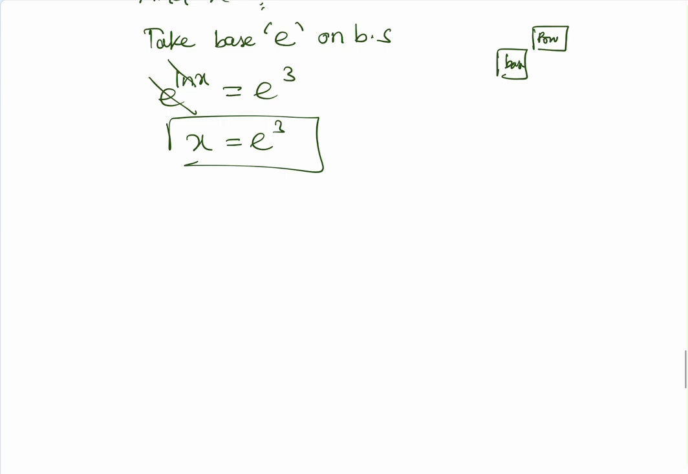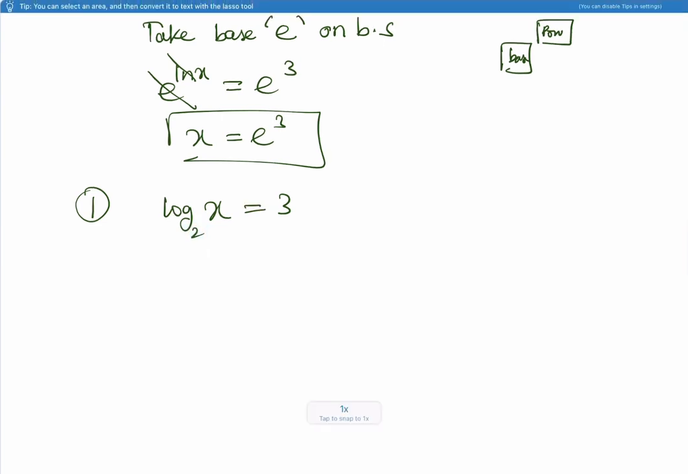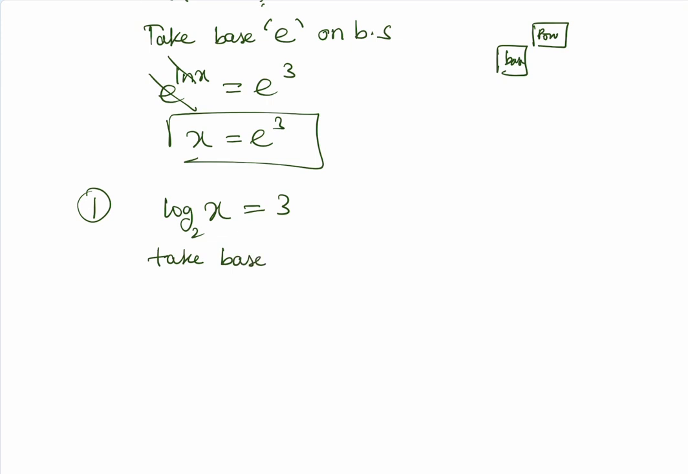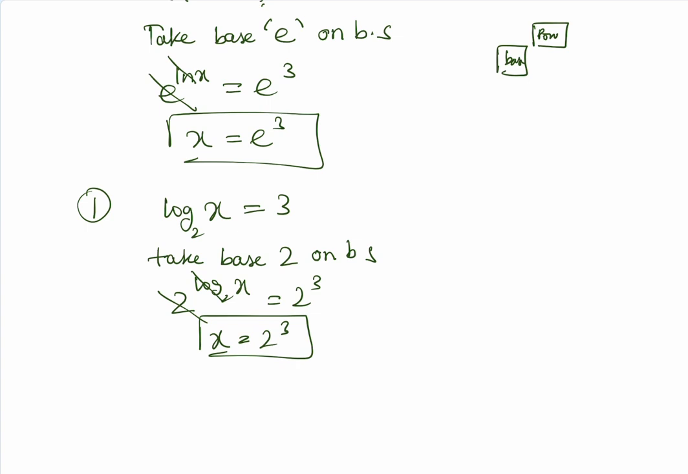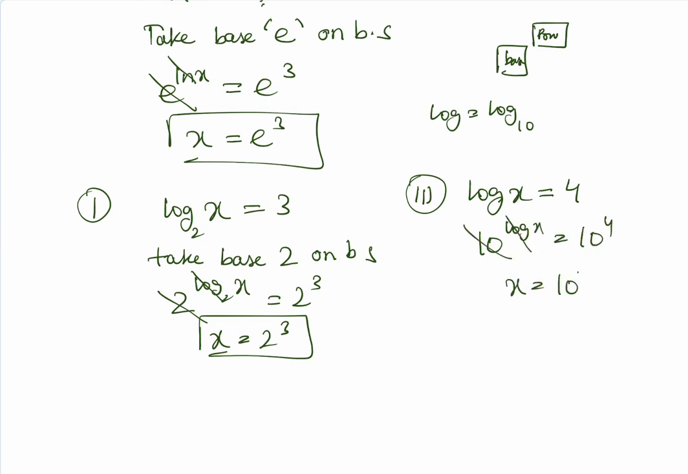I'll give you one more example of this. Let's suppose log base 2 of x is equal to 3, right? You can clearly see that this x is being captivated by this log base 2. So this is base 2, and I'm going to take base 2 on both sides. 2 to the log base 2 of x is equal to 2 to the power 3. This is going to cancel, x is equal to 2 to the power 3, right? This would work for any particular base. You can see there is only log. We know log means log base 10. Log x is equal to 4. So you can take base 10 on both sides, and then this would cancel, and x would be equal to 10 to the power 4, right?